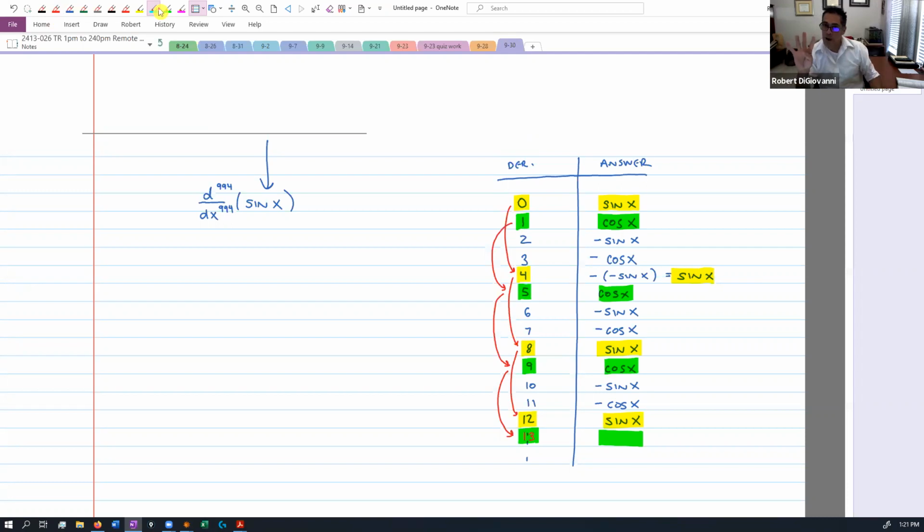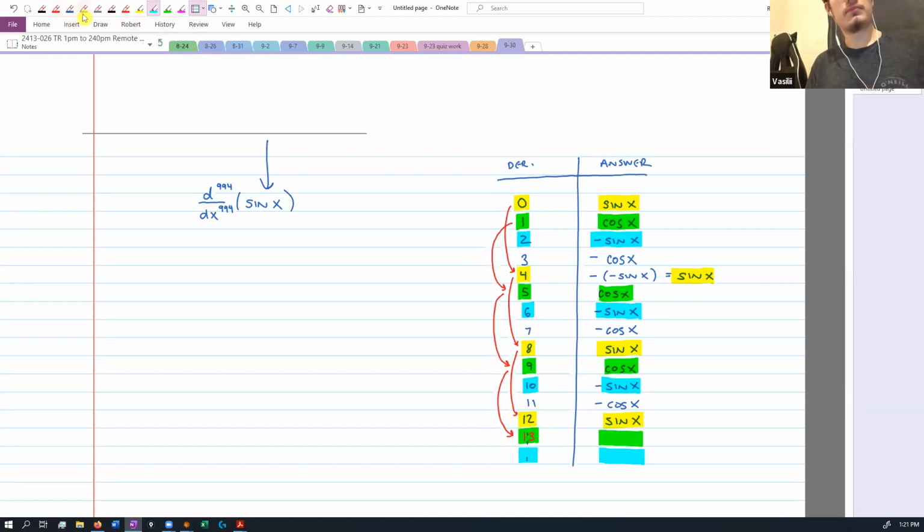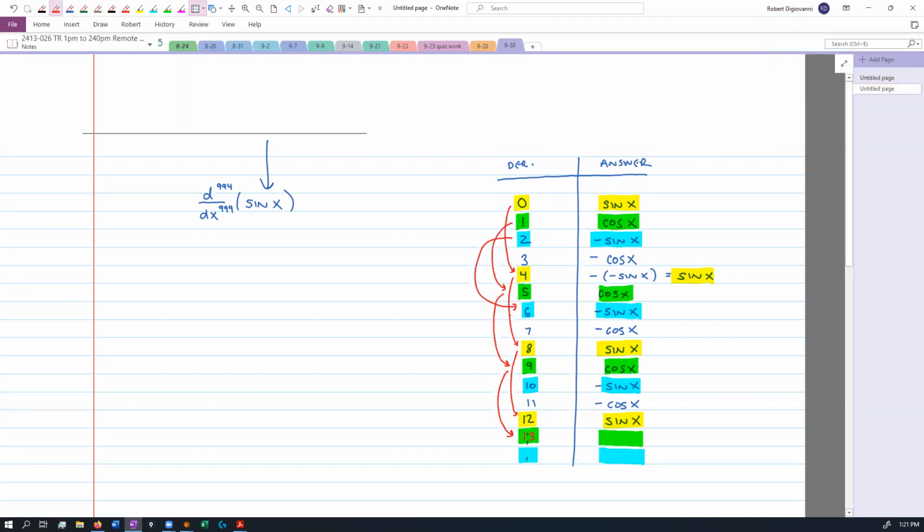Let's do the next one. There's only 4 possible answers, right? It's either sine, cosine, negative sine, or negative cosine. Those are the only 4 possible answers. Here, this one, this one, this one, and then there would be another one down here. Those are happening at 2, 6, 10, and then the next one would be 14. Again, they jump by 4 each time.